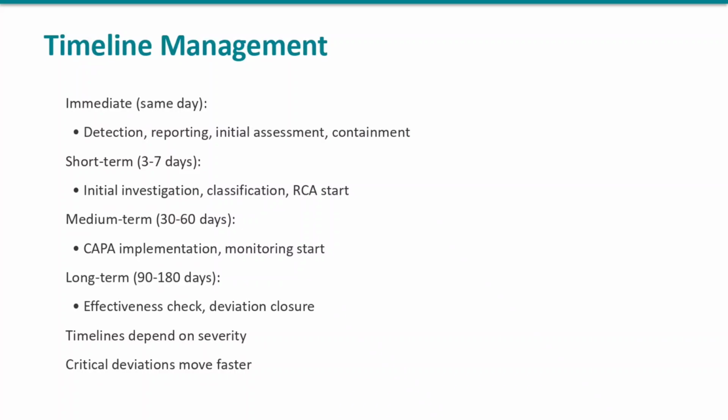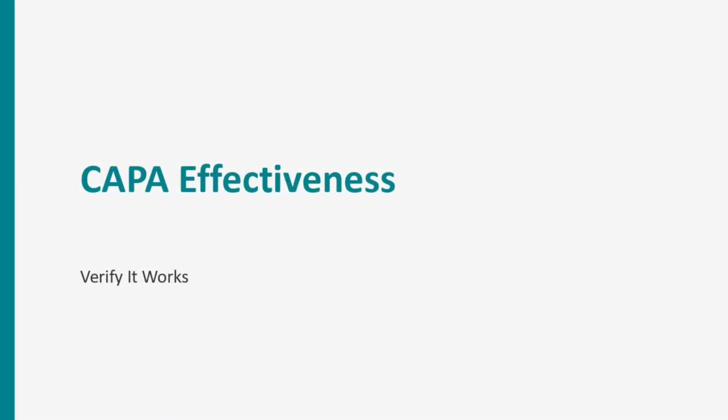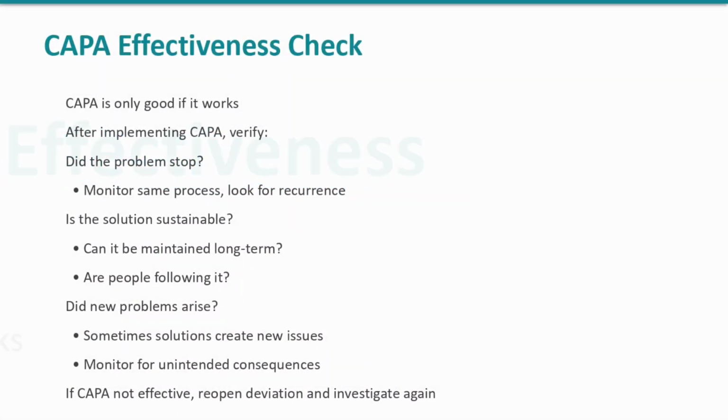Timelines depend on deviation severity. Critical deviations move faster. CAPA is only good if it works. After implementing CAPA, you must verify several things. Did the problem stop? Monitor the same process, look for recurrence, and check related processes.